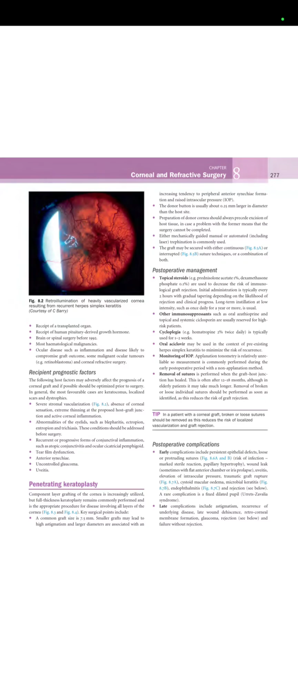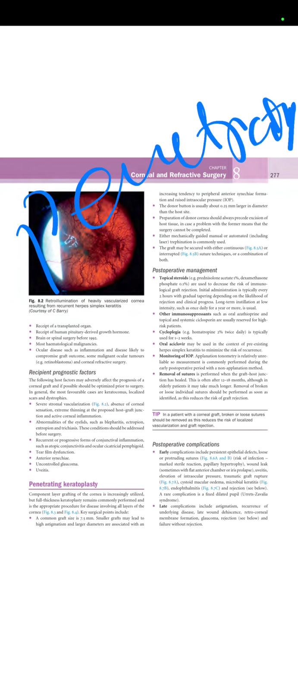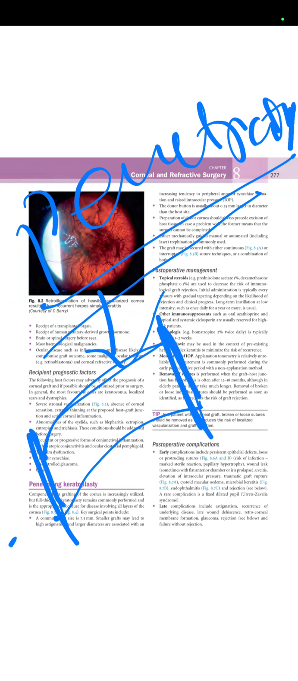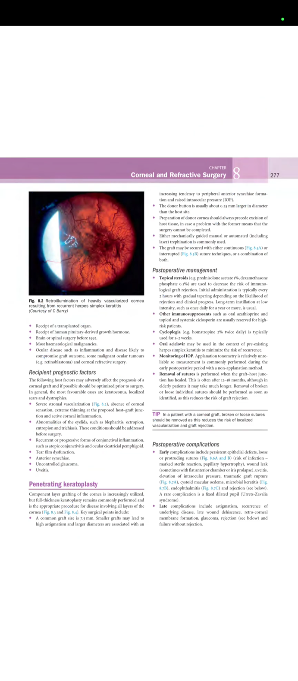The Kanski lecture series, Cornea and Refractive Surgery Part 2. In this part we are going to discuss penetrating keratoplasty. I told you already that penetrating keratoplasty is the procedure in which the diseased cornea is replaced by a donor cornea, and penetrating means full thickness, so all the layers of the cornea will be replaced.